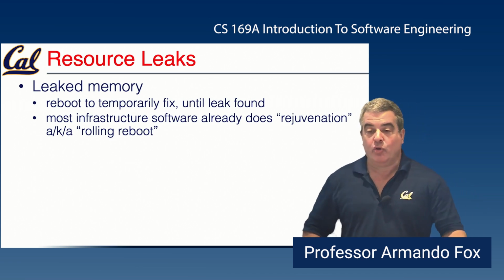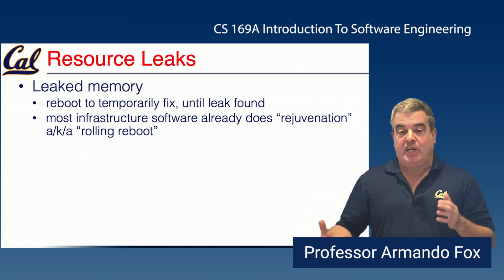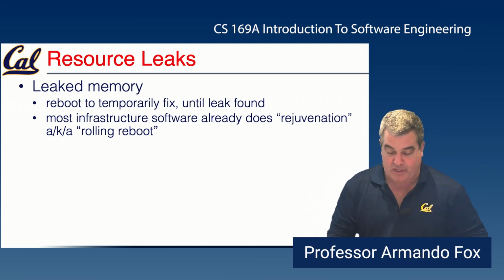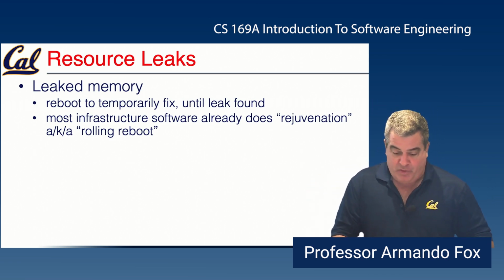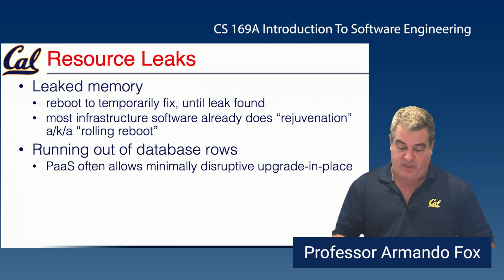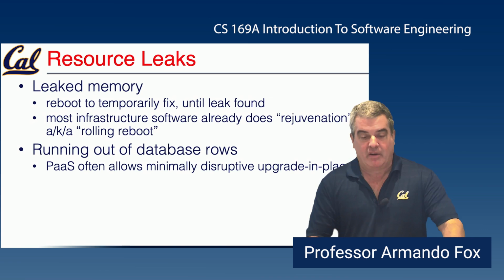Even if you're running your own web server like Apache, there's an Apache option that basically says, Apache has N workers, and here's how often to kill each one. A less obvious one, though, that in software as a service is really obvious once it bites you, is running out of database rows.